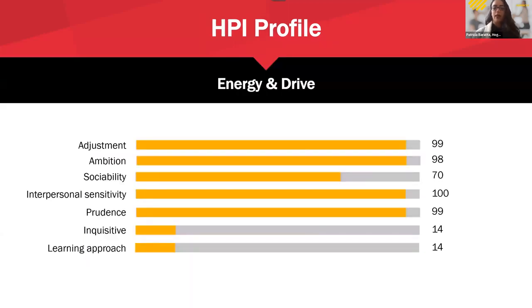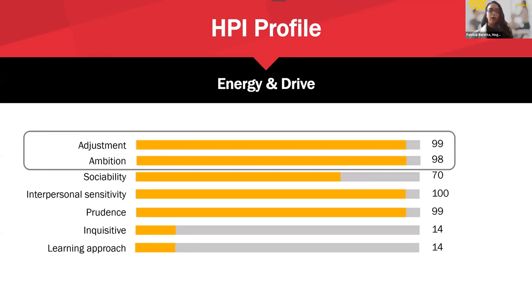And now we can move to the second theme. So the second theme here being high adjustment and high ambition. And if we were to succinctly summarize that interaction, we might say a calm, confident, optimistic, and driven leader.